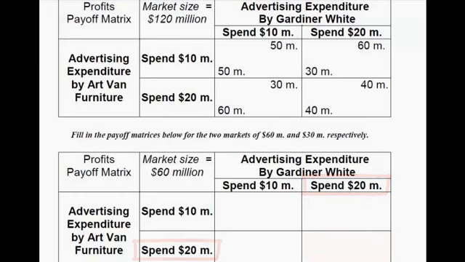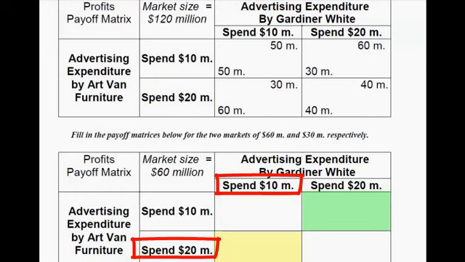So the upper left-hand cell will yield profit outcomes of 20 and 20 million. The bottom right-hand cell will yield profit outcomes of 10 and 10 million. And now we need to consider the situation when Art Van spends twice as much as Gardner White. The firm that spends twice as much will get twice as much revenue. So of the $60 million, whoever is spending 20 when the other spends 10 will make $40 million in revenue. $40 million minus $20 million in expenditure will be $20 million in profit.